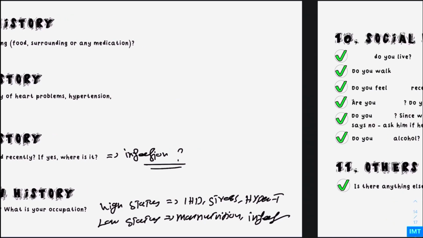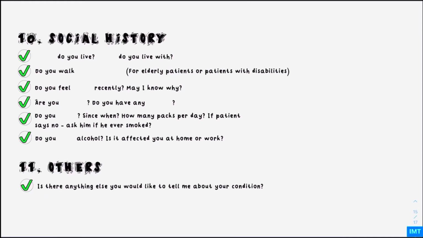Okay? Next, social history. In social history, we ask simple questions. Where do you live? Whom do you live with? Okay? We ask, do you work independently? Okay, this specific question is for elderly patients or patients with disabilities. Do you feel stress? Are you married? Do you have any children? The next important question, do you smoke? And when the patient tells you yes, we ask about the number of cigarettes, okay?